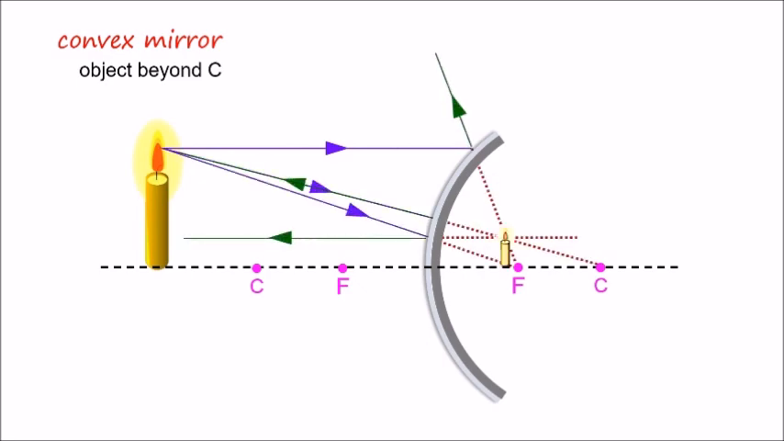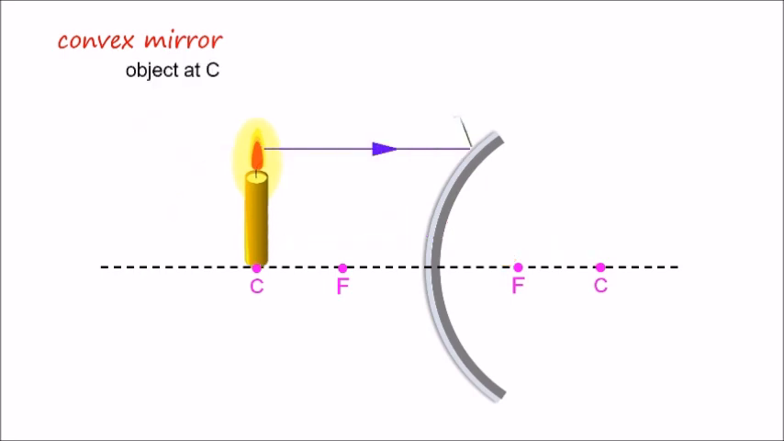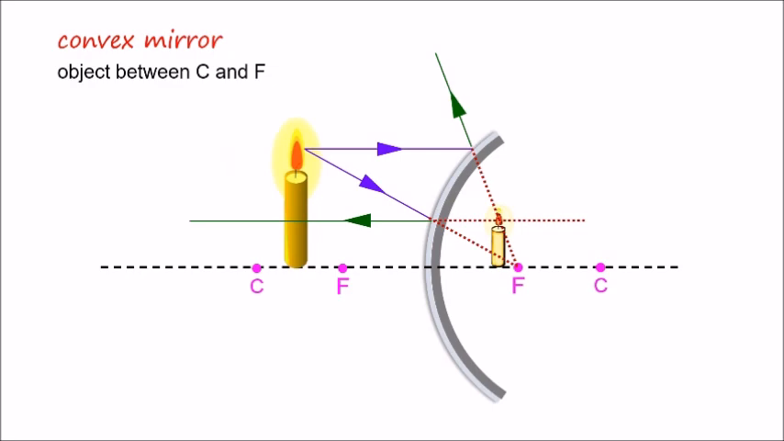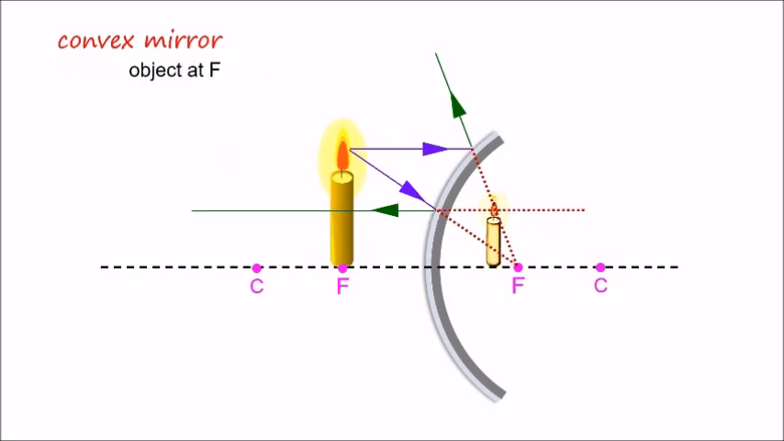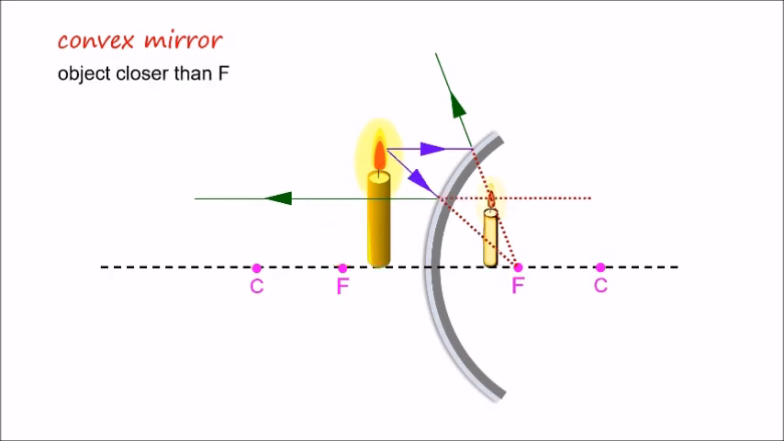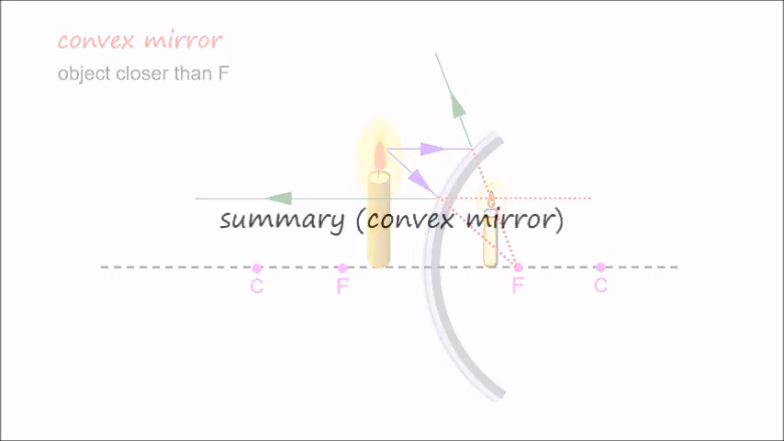The geometric ray tracing diagram shows, as the object comes closer and closer to the reflecting side of the mirror, the image formed at the back of the mirror grows in size, but remains virtual, upright and diminished, compared to the object, while remaining inside the focal length.